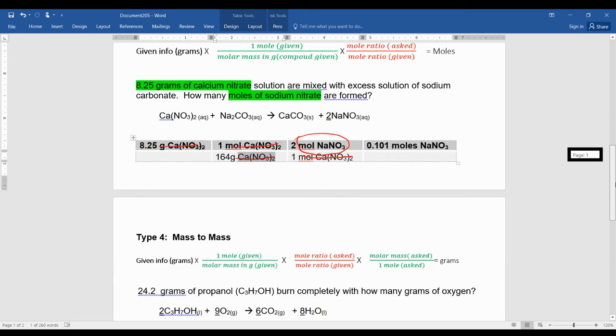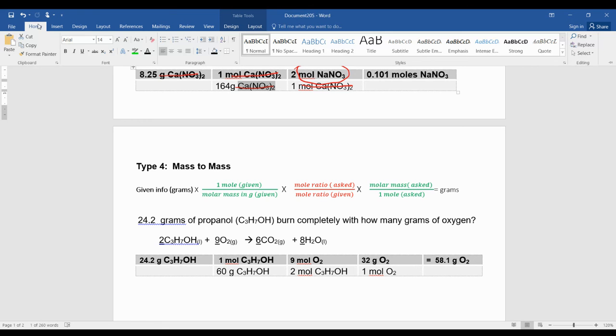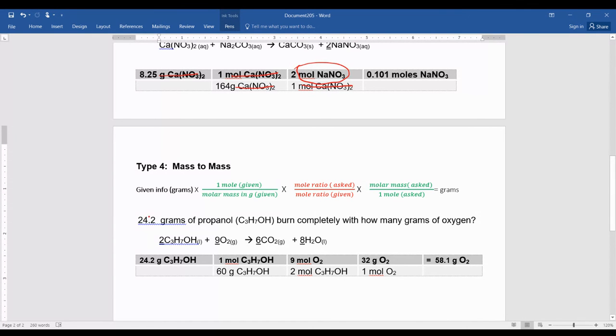Let's look at the last type. The last type is your longest type because you have 1, 2, 3, 4 setups in it. Again, you always begin with what is given. So let's underline. I'm going to use the pen now. Let's underline what's given. And you always underline what is asked.